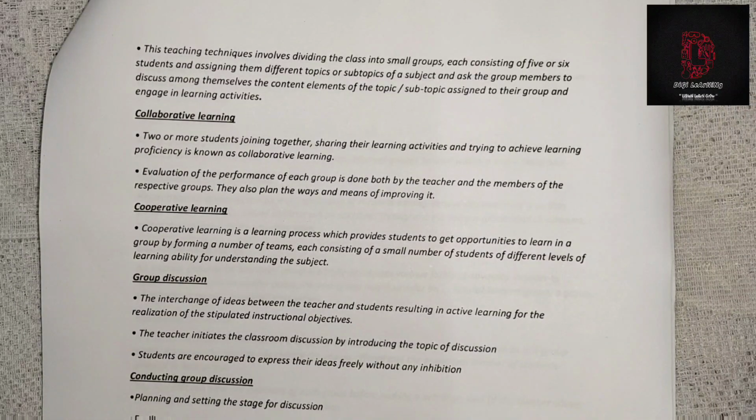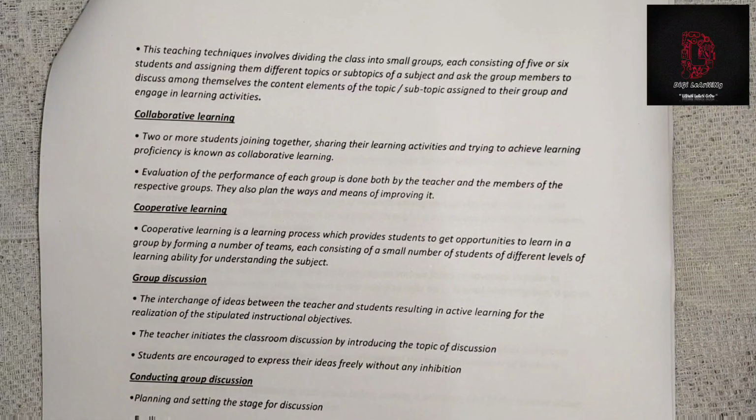Next is the group interactive classroom sessions. This teaching technique involves dividing the class into small groups, each consisting of 5 or 6 students, and assigning them different topics or subtopics of a subject, and asking the group members to discuss among themselves the content elements of the topic or subtopic assigned to their group, and engage in learning activities.